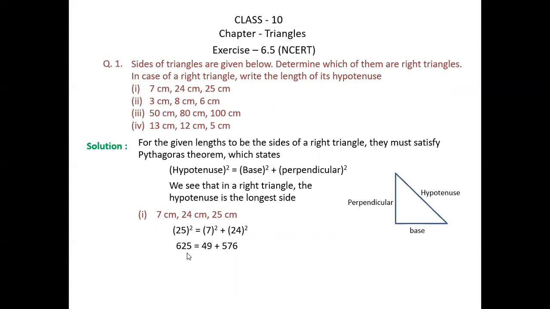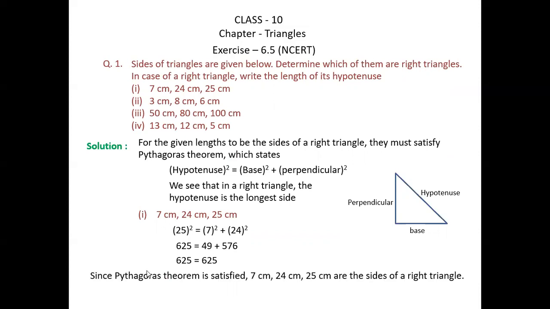25 square is 625, 7 square is 49, and 24 square is 576. If you add these two, it becomes 625, so both sides are equal. Since Pythagoras theorem is satisfied, 7 centimeter, 24 centimeter, 25 centimeters are the sides of a right triangle. And the length of its hypotenuse is 25 centimeters. Now the second bit.